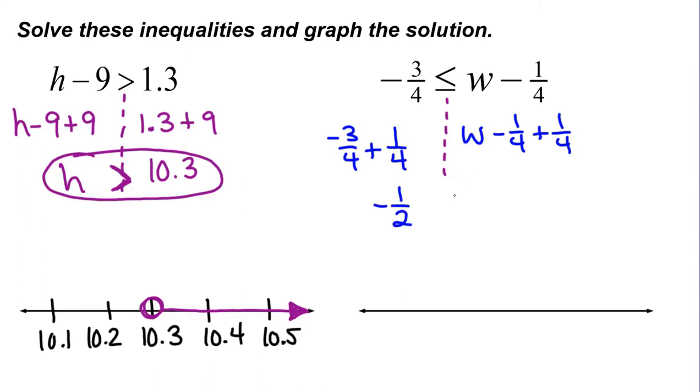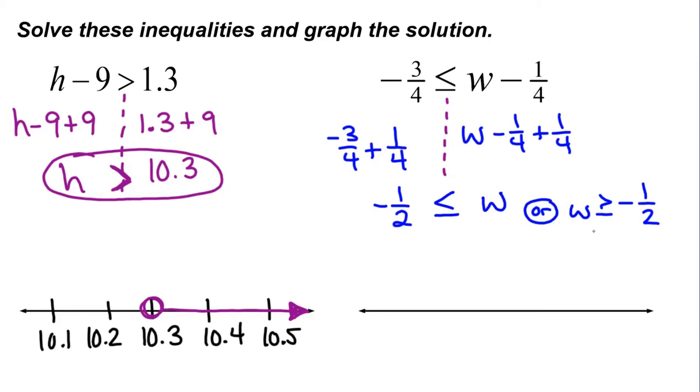And again, I was adding to both sides, so I don't have to think about flipping this inequality. It's going to stay less than or equal to. And then on the right-hand side, I just have w. Now, sometimes seventh graders struggle with this when it's written, quote unquote, backwards with the variable on the right-hand side. So -1/2 is less than or equal to w. Well, another way we could think about that is w is greater than or equal to -1/2.